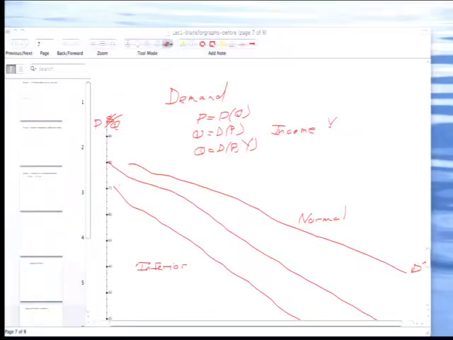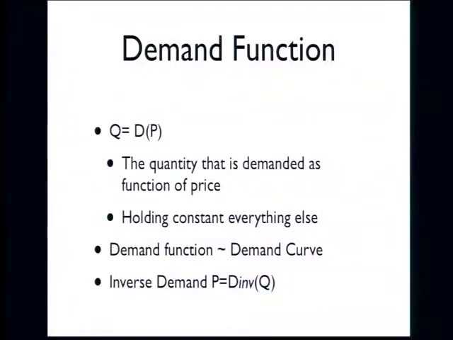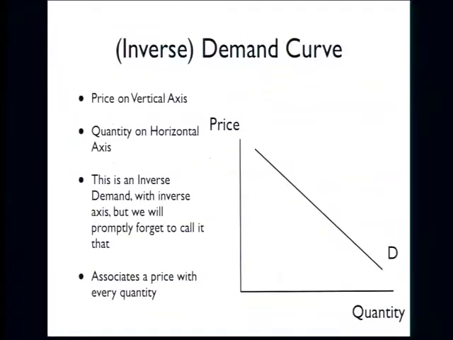I think we're nearing the end here, but let me switch back to PowerPoint. This is where I need to be able to move quickly between programs. We had a demand function that we went through. We had price on vertical axis, quantity on horizontal axis. We had inverse demand. We went through that.